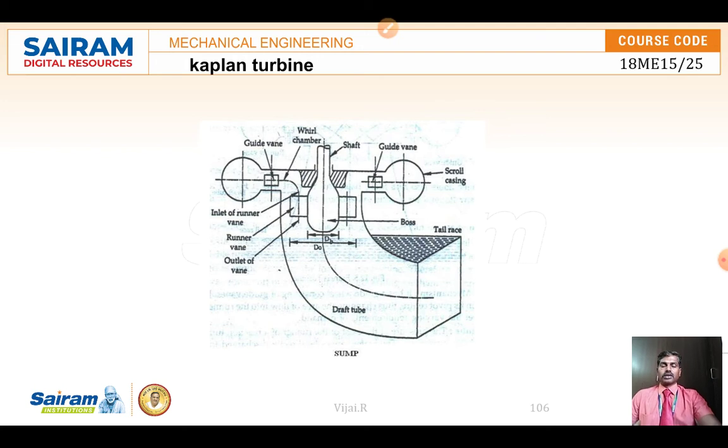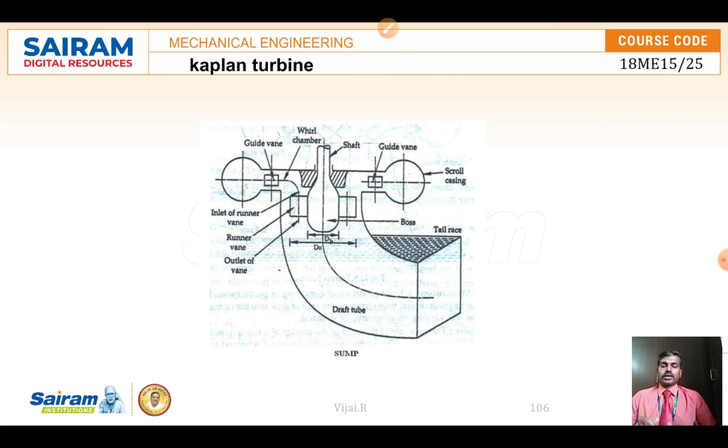There is the tail race, and from the top of the cross-sectional view of this Kaplan turbine, we can see a scroll casing, the casing which covers all the parts: runner blades, gate blades, and the boss. All the shaft is covered with the casing. The casing avoids splashing of water and safeguards all the components required for the turbine blades to rotate.